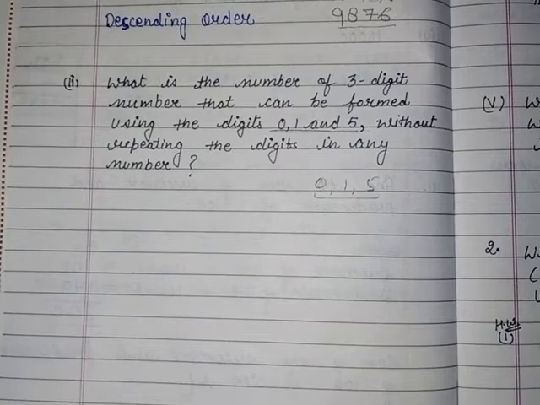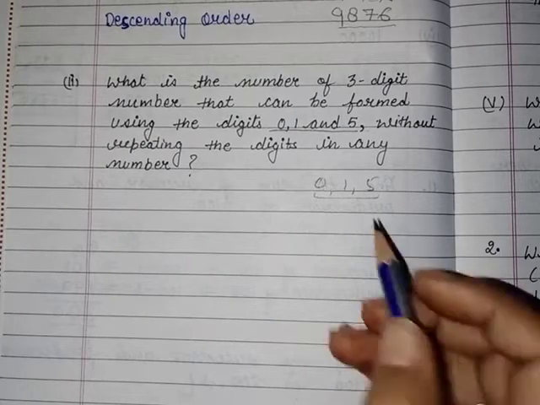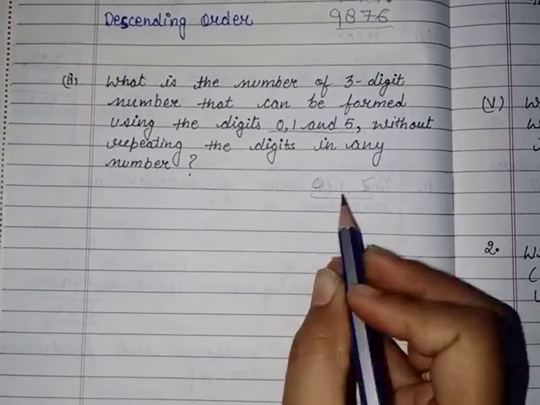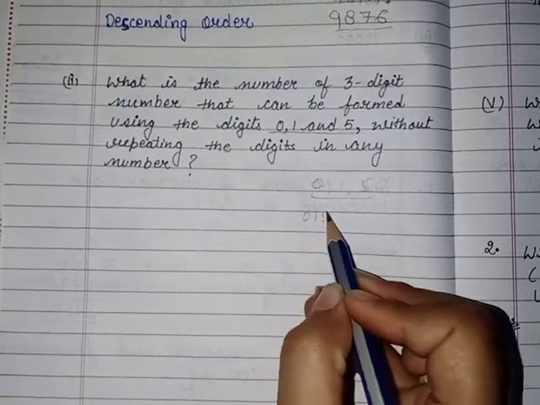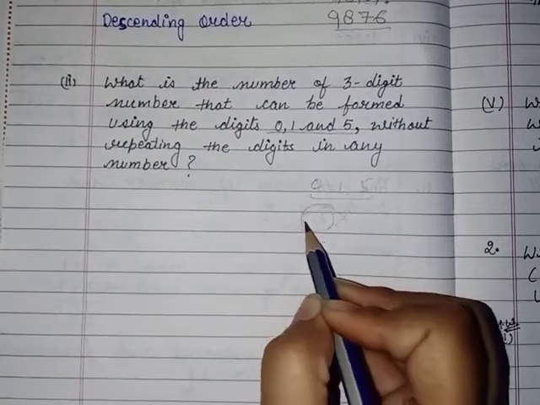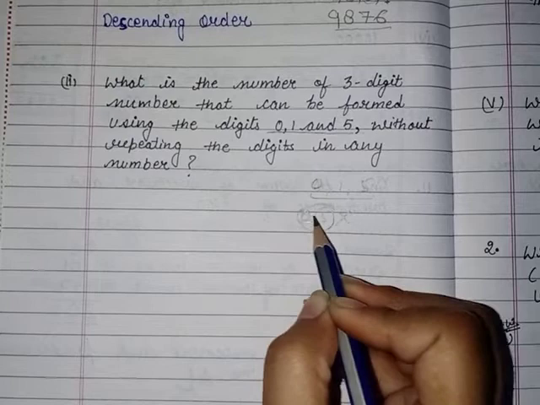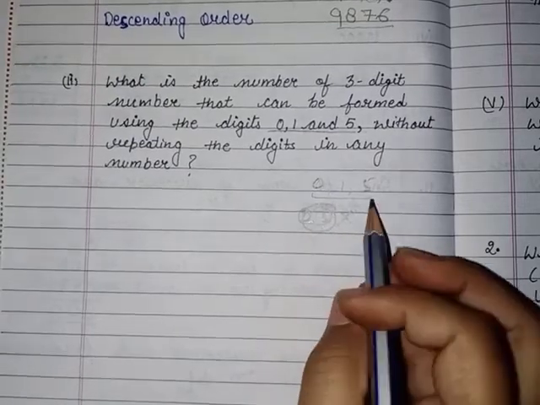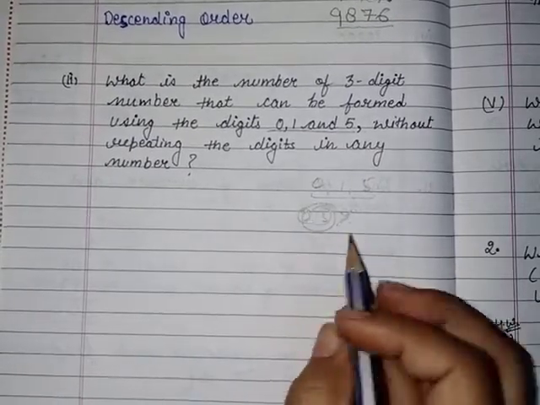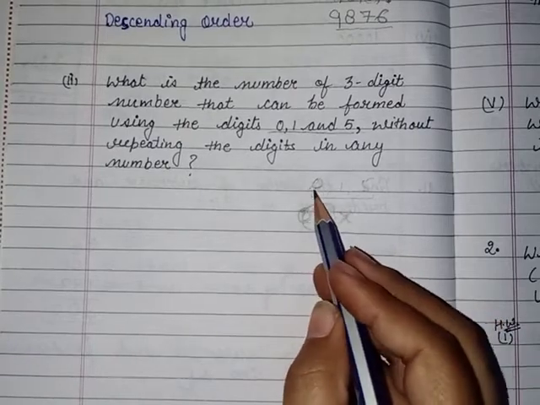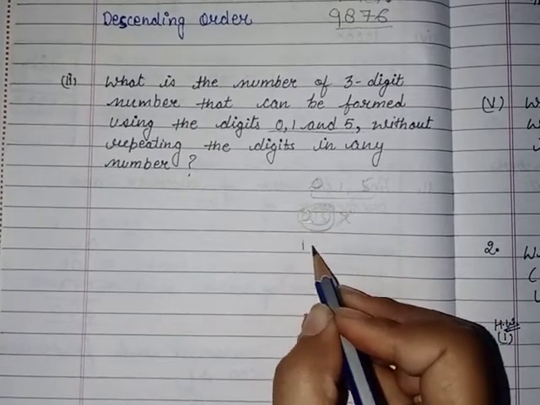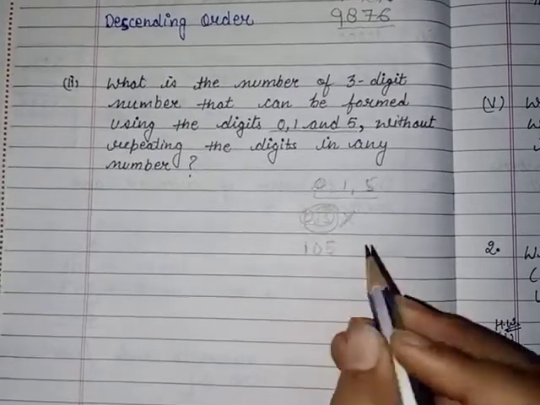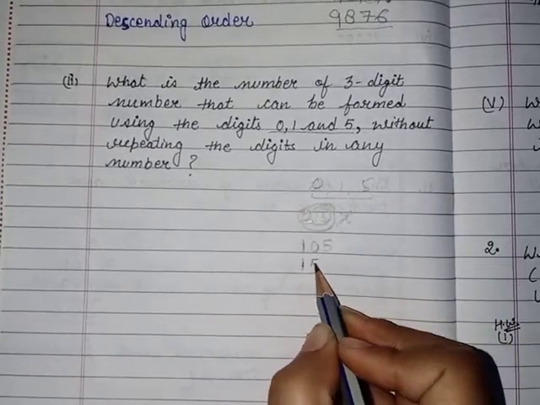Okay, so first you can make 0, 1, 5. No, why? Because if the number starts with 0, it becomes a two-digit number. So this can't be a three-digit number. Okay, so 0 cannot be at the start. So this can be 1, 0, 5 or this can be 1, 5, 0.